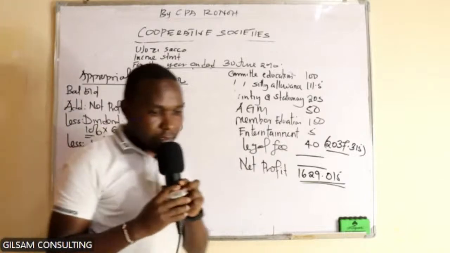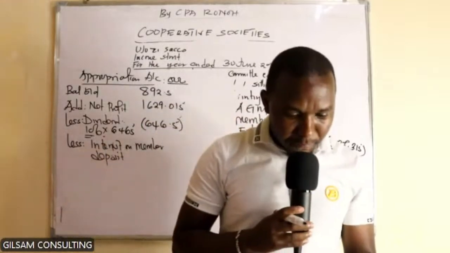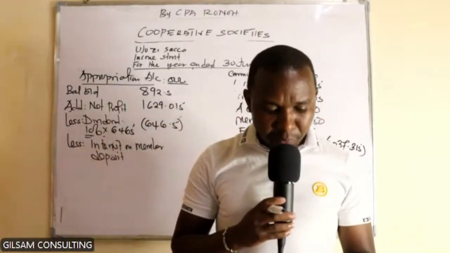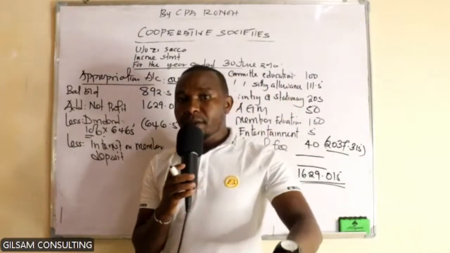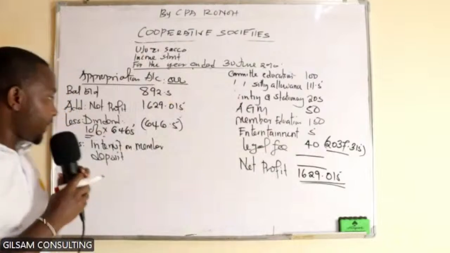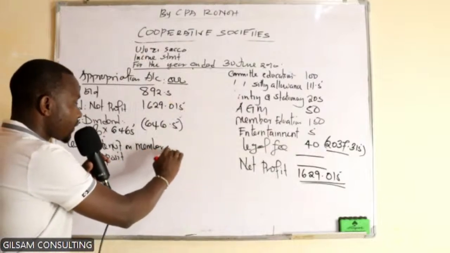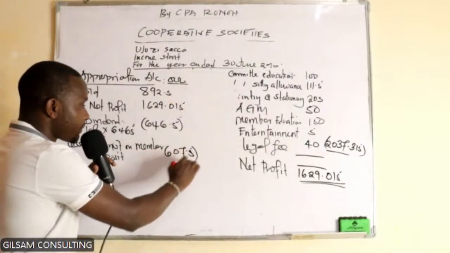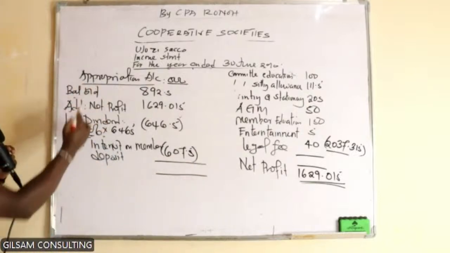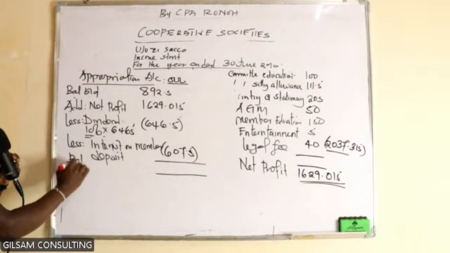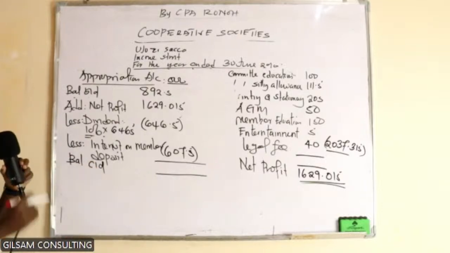Do we have that? Number 5: Interest on members deposit is to be provided at 607.5. I will also subtract that so that I can get the balance carried forward of this appropriation account.